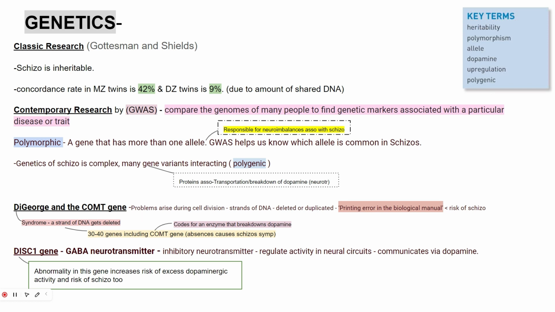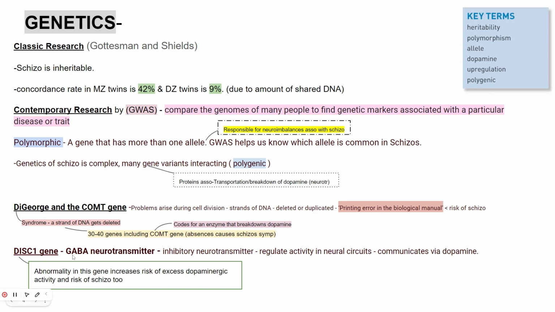The DiGeorge syndrome and the COMT gene: basically, the problems that arise during cell division are that the strands of DNA, strands meaning there are multiple genes attached, make up a strand of DNA, and they get either deleted or duplicated. So it's called a printing error in a biological manual, and it just increases the risk of schizophrenia. DiGeorge syndrome is basically when a strand of DNA gets deleted, and the strand that got deleted had 30 to 40 genes, and one of them was the COMT gene, which actually codes for an enzyme that breaks down dopamine. And so the deletion of this gene causes schizo symptoms.